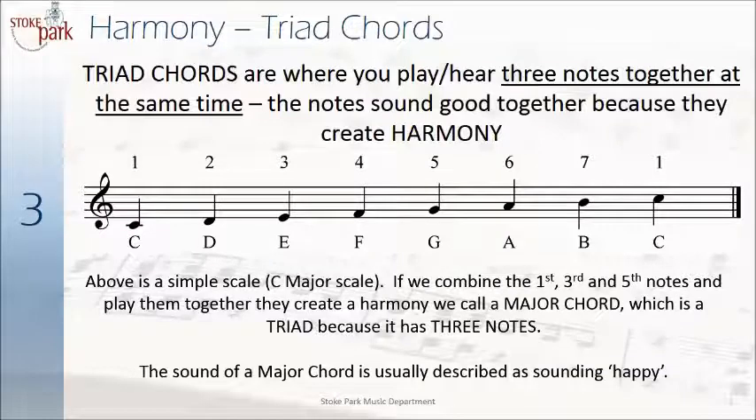If you combine the first note of that scale and the third note of that scale and the 5th note and play them together, they create a harmony that we call the major chord. A major chord. The sound of a major chord is usually described as sounding happy. So that's the difference between major and minor. Major chords sound happy, minor chords sound sad.